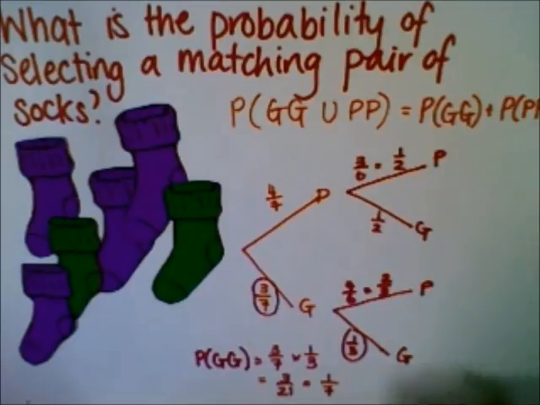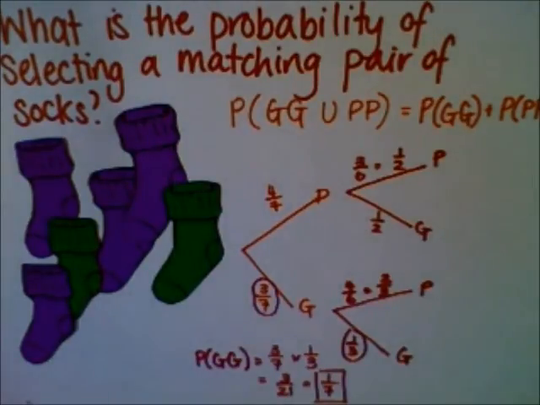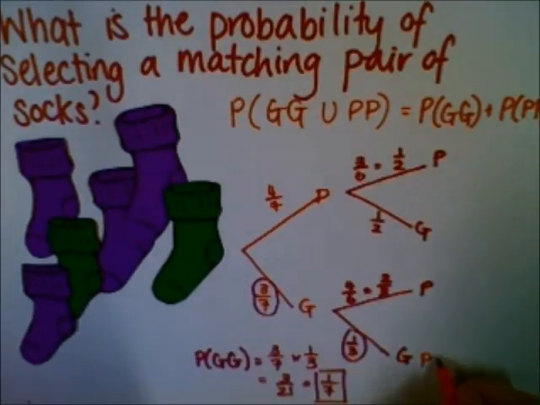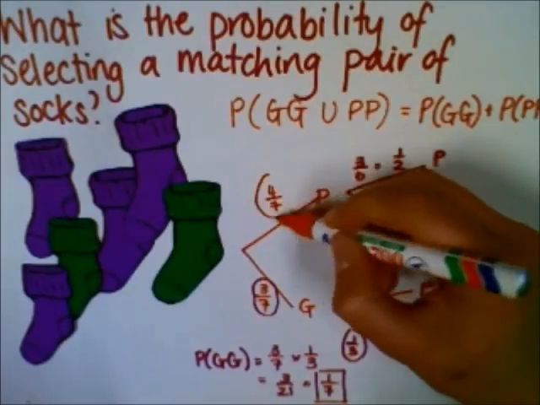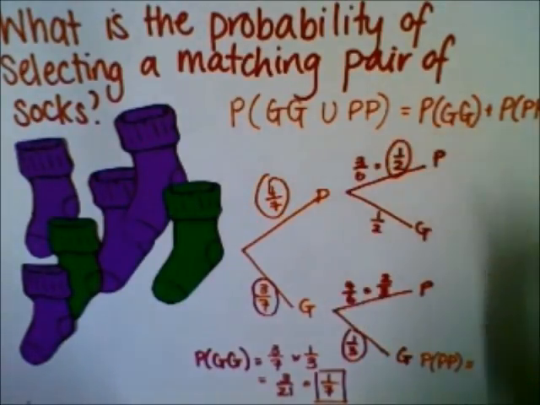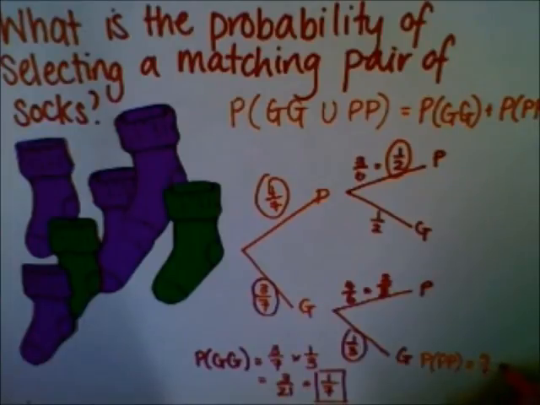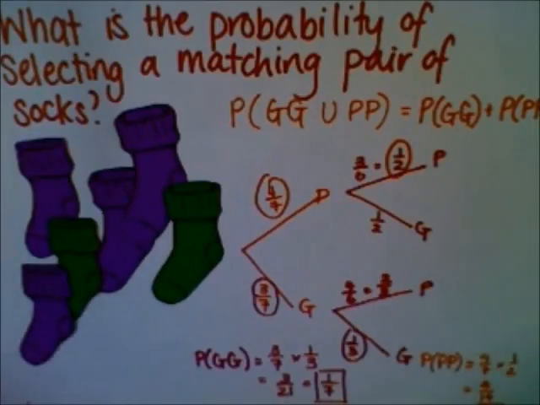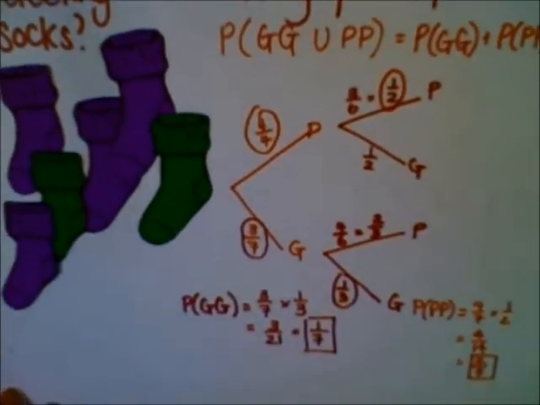Okay, so that's the probability of getting 2 greens. Now we need to work out, I'll just put a square around it so we can see it, the probability of getting 2 purple socks. So the probability of 2 purples is going to be 4/7 times 1/2, which gives me 4 over 14, which is the same as 2/7.